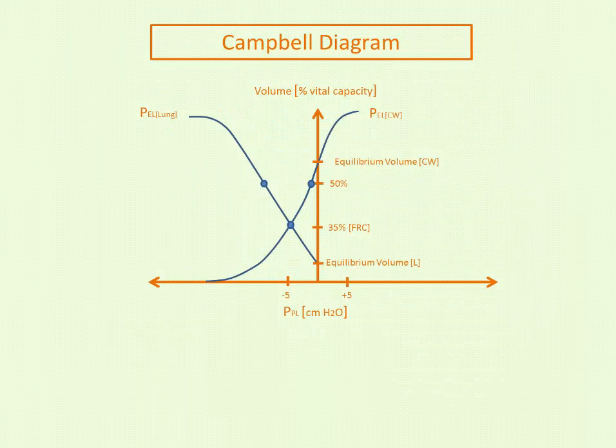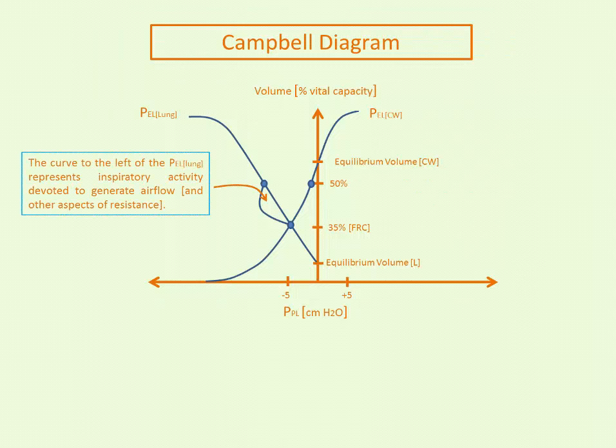So let's turn back to our friend the Campbell diagram, and this is the static depiction of the lung and chest walls we talked about in part A, or part 1 of chapter 1. The curve to the left of the pulmonary elastance curve represents the inspiratory activity devoted to generate airflow, and I sort of just talked about that on the previous slide.